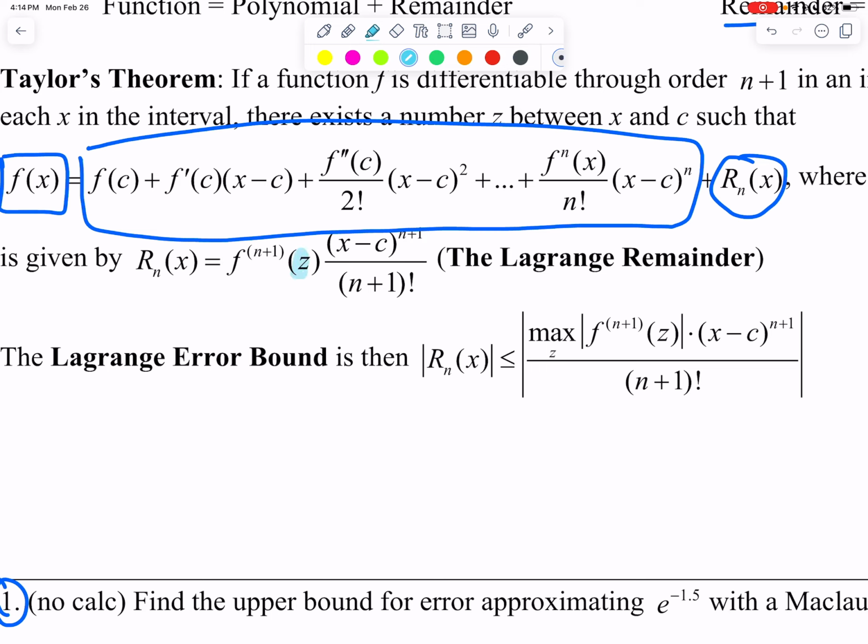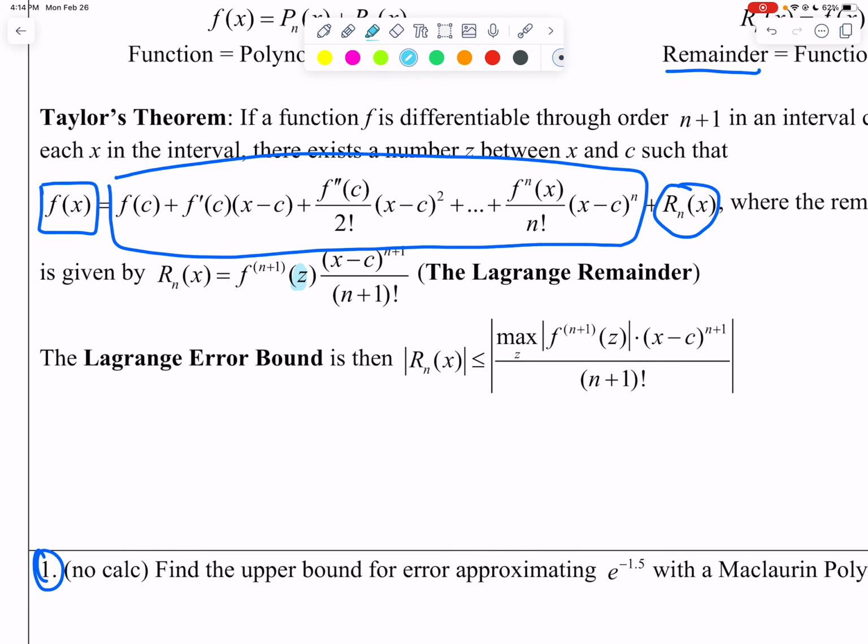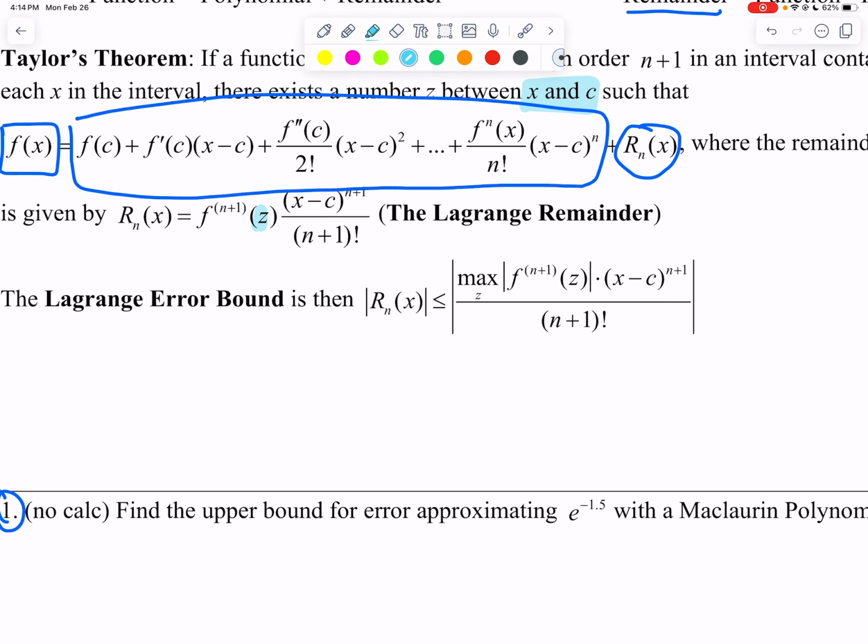Now, z is going to be very important because z is going to be a number between x and c, and this is going to make a maximum in terms of that n plus 1 derivative. So essentially here, we're trying to find, which is going to be the hardest part, a value z between x and c so that this lovely thing right here is a maximum. How do we do that? Well, we're just going to have to either think about it logically in terms of our derivatives, actually find it, or if they give it to us.